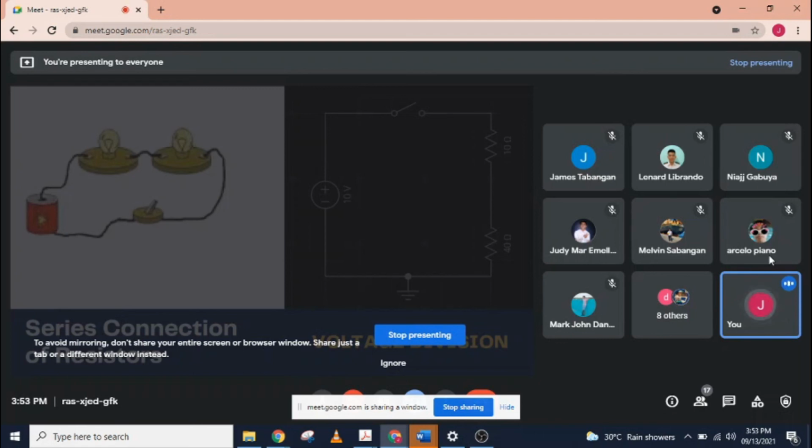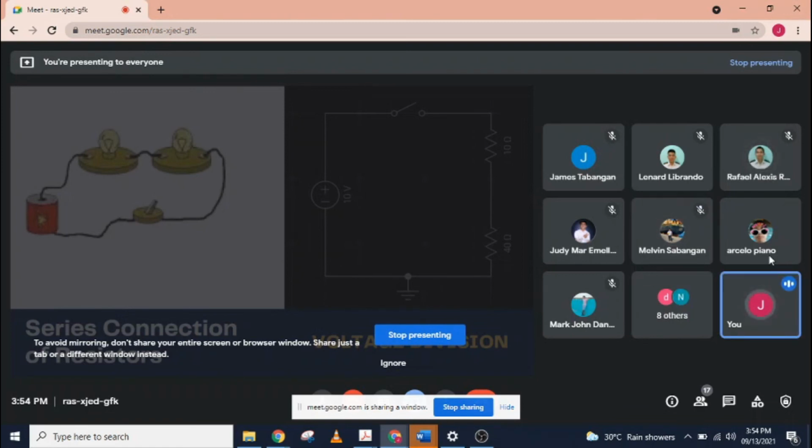So sa kurente, pilay kurente ni agi sa 10 ohms class? Kurente. 0.2, sir. Okay? Ang niagi sa 10 ohms na current is 0.2 amperes. What about sa 40 ohms? Pilay current nga niagi sa 40 ohms? Same gihapon. Okay?